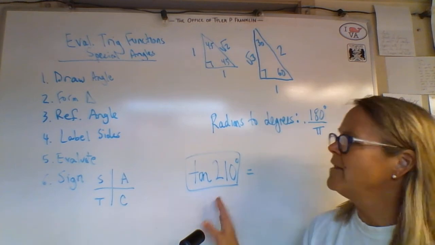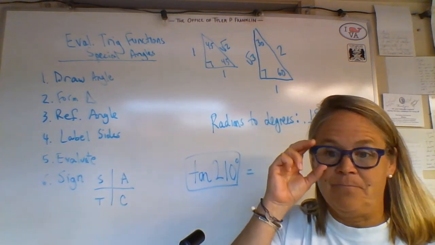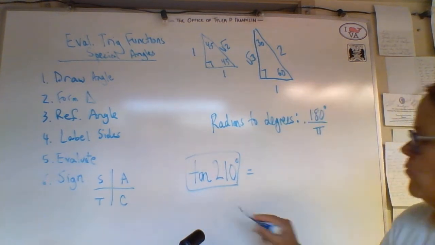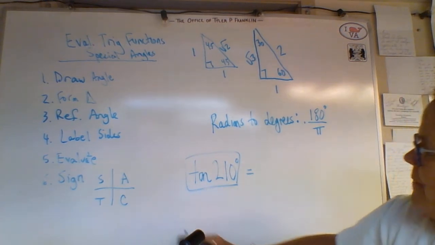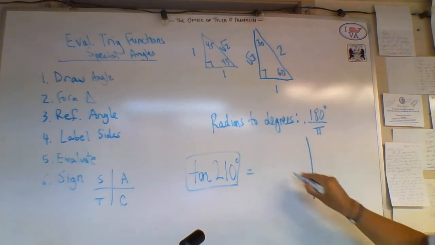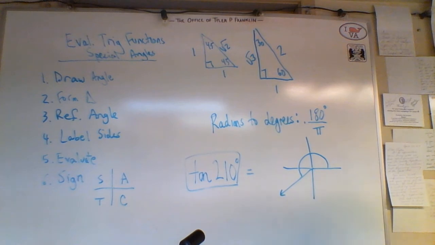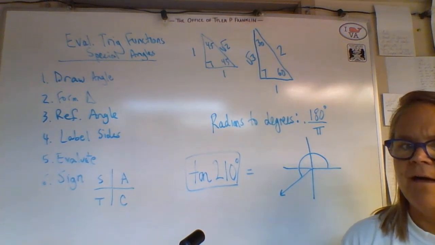What you want to think of is these 6 steps. Step number one, draw it. So I'll do this up here. I'm going to draw that angle. 210 would be right there. Okay, I learned how to do that.